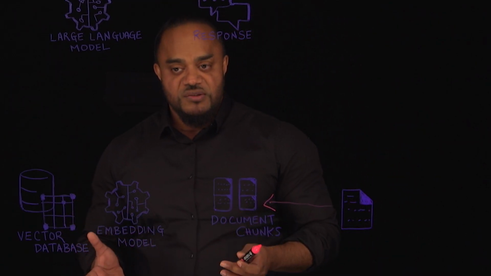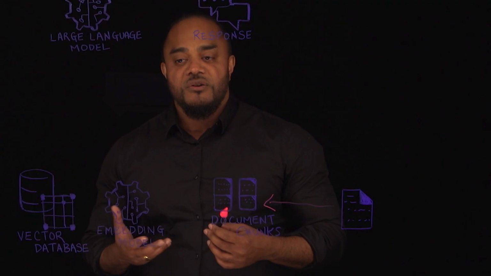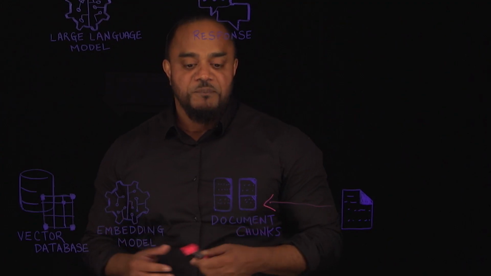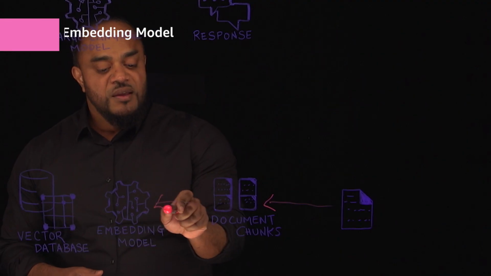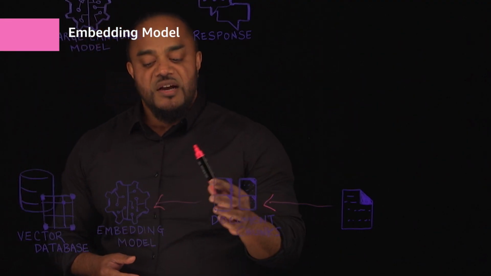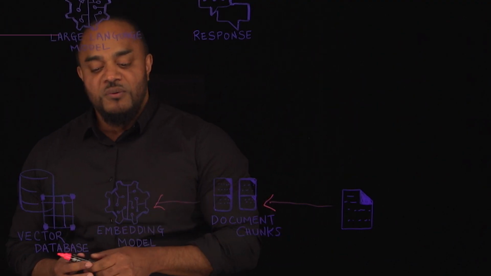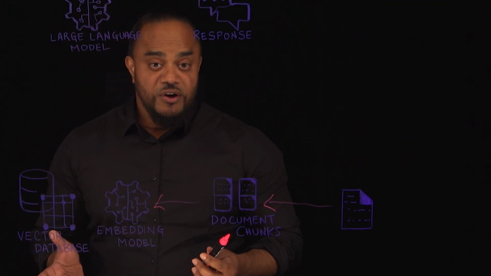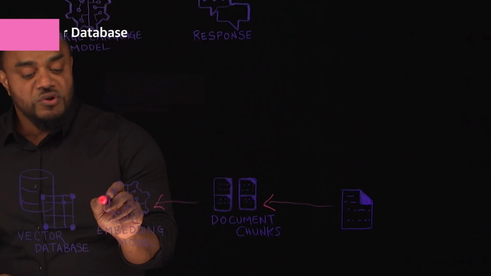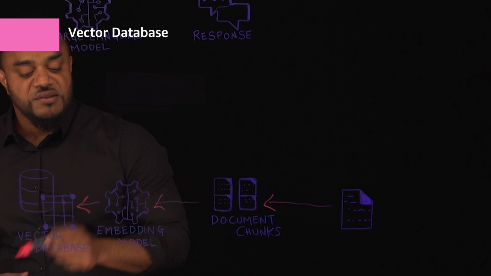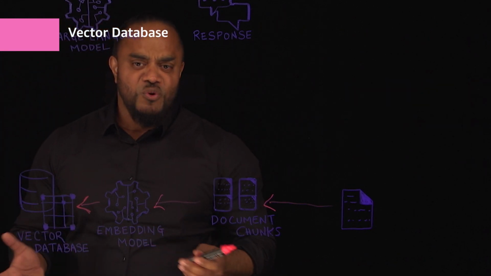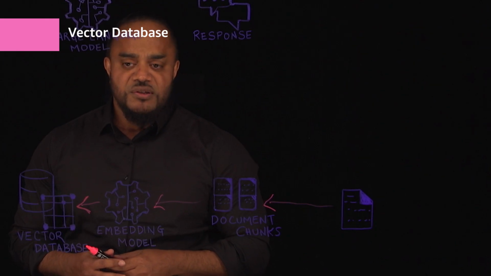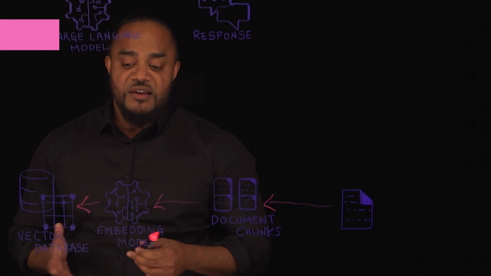And then you'll need to create embeddings of these chunks, which is essentially a vector numerical representation of your data. So in order to do that, you'll need an embedding model. And once you pass these document chunks through the embedding model, you'll need a location to store them. So we usually store these in a vector database. And at Amazon, we offer two of the more common variations of vector database, which are OpenSearch and Kendra.